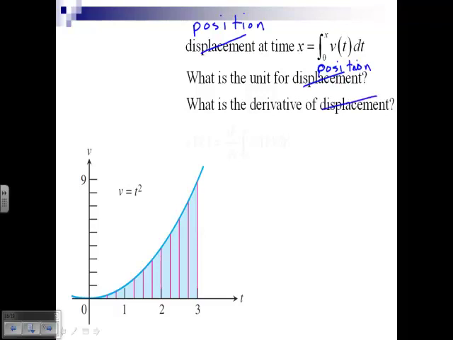indeed, the derivative of position is velocity. This is a very crucial step here. The derivative of position is velocity. The velocity at time x.